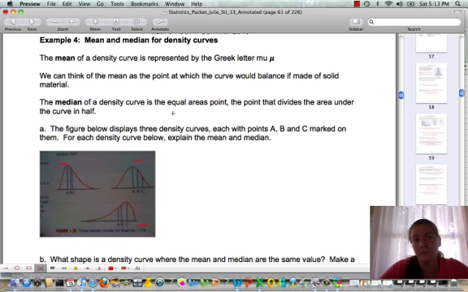The median of the density curve is that point where you've got equal areas, so it divides the curve exactly in half. So at the median, you've got 50% below and 50% above.